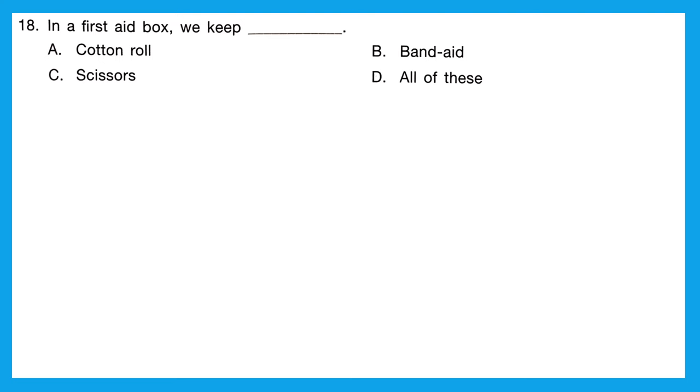Is it cotton roll? Yes, we do keep. Band-aid? Yes. Scissors? Yes. All of these? Absolutely yes. So our correct option should be D, all of these. Because in a first aid box, we keep cotton roll also, band-aid also, and scissors also.